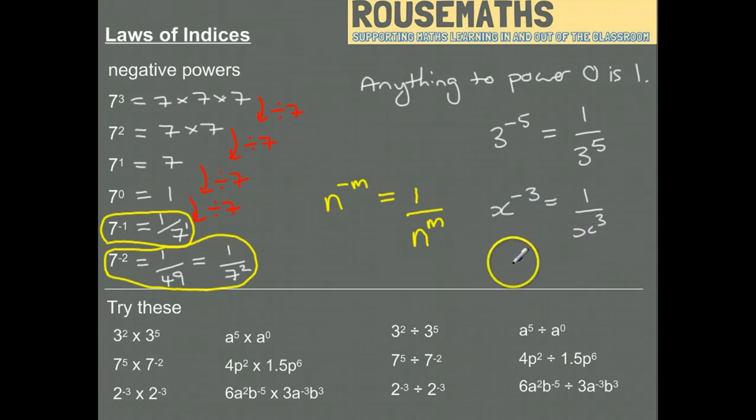If any of you are familiar with the term reciprocal, if we've got something like 8 to the minus 1, that's the same as 1 over 8. So a negative power means we're getting a reciprocal. Hopefully that gives you an insight into some negative powers.